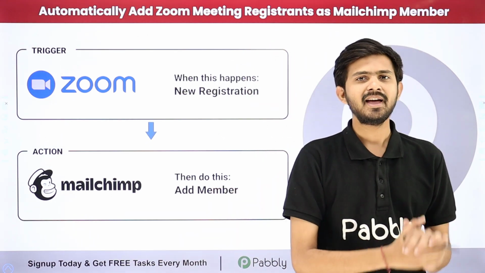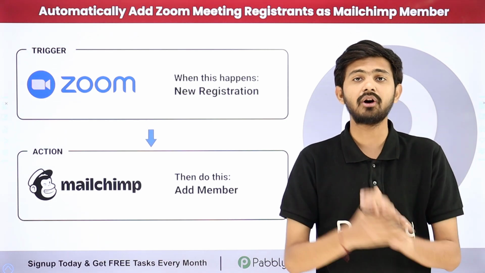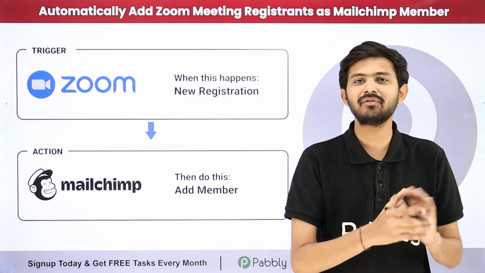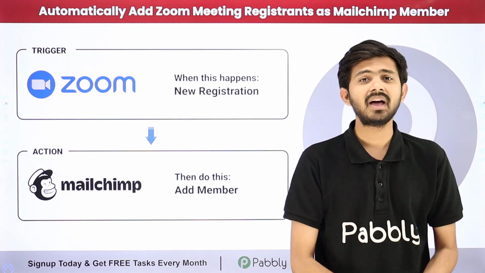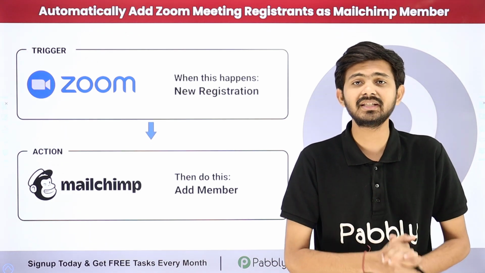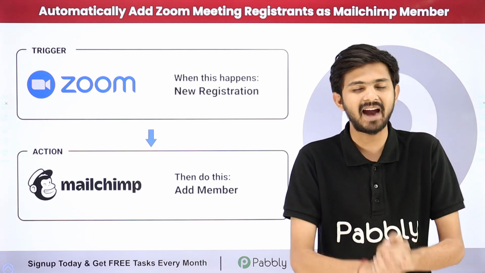Today our topic is how to automatically add Zoom meeting registrants as Mailchimp members. I'm running a SaaS company, and for my product I'm running some meetings on Zoom for demos. Whenever I receive a new registrant for my meeting in Zoom, I want to automatically use all the details of that registrant to create a new member in my Mailchimp account, which is my email marketing platform.